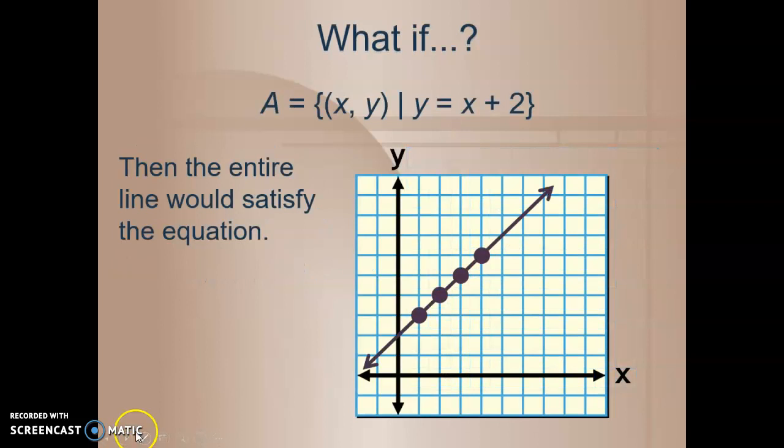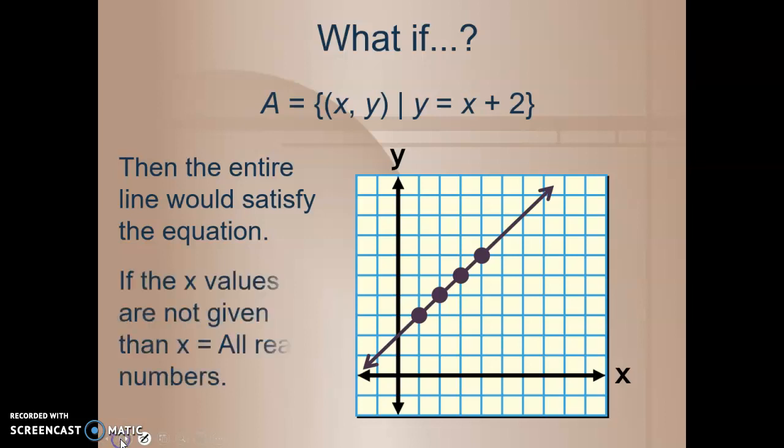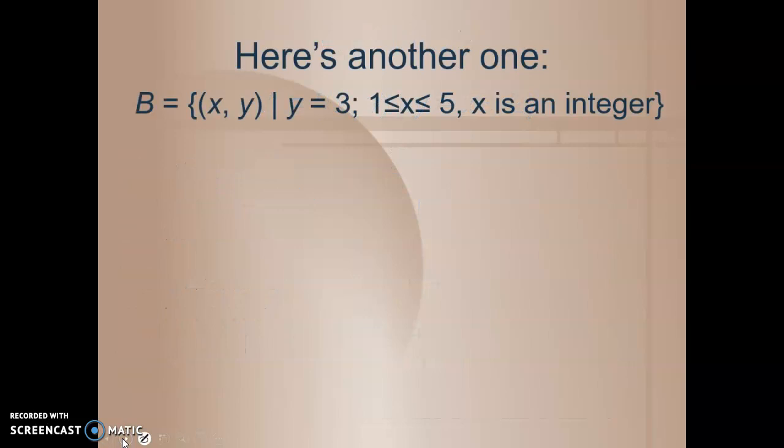Then the entire line would satisfy the equation. So we can connect the dots, put an arrow on both ends to make a line to show that the whole line, any point on that line, would work with this equation. If the x values are not given, then x is equal to all real numbers. And if you're asked to plot it, you can just use your own x values. We'll try one like that in a minute.